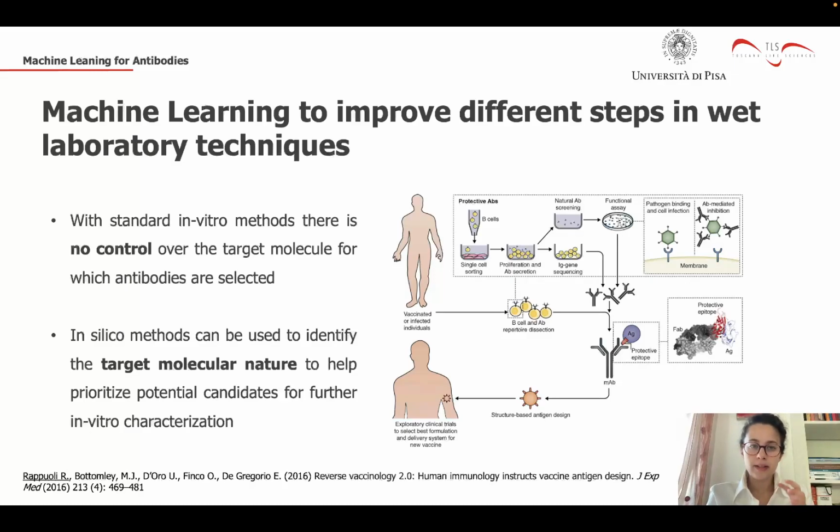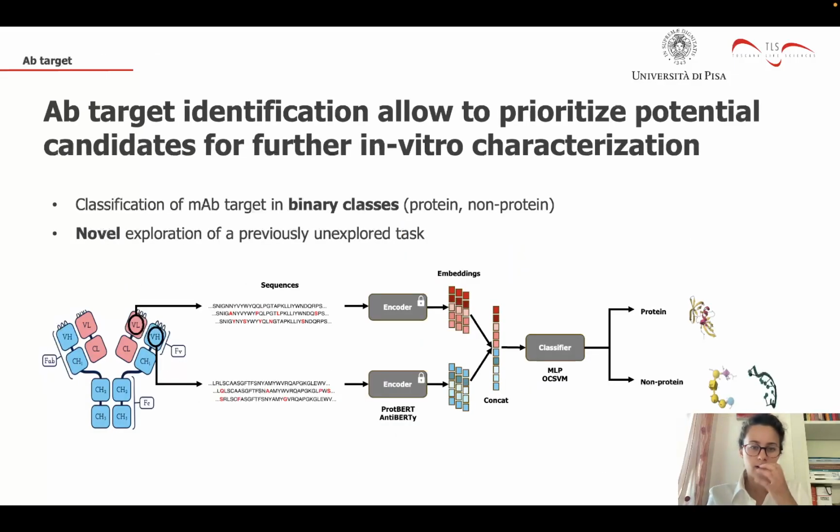To solve this problem, it's crucial to integrate in silico and in vitro approaches. In particular, in this case, we're talking about machine learning. So to solve this target problem, we created this classifier to prioritize the selection of antibodies for further in vitro characterization. This classifier starts with the sequences of the VH and VL of the antibody, encodes them, and then the embeddings are concatenated and classified into classes: antibodies that bind with protein, and antibodies that bind with non-protein targets. This is a new approach that was never exploited before.